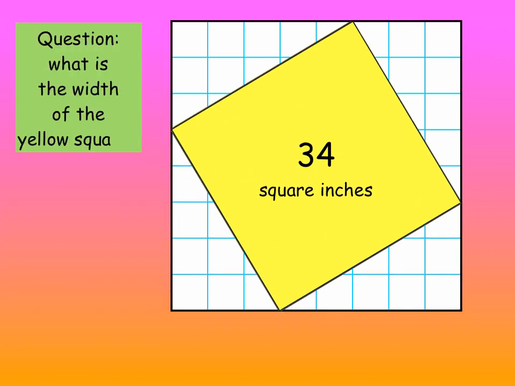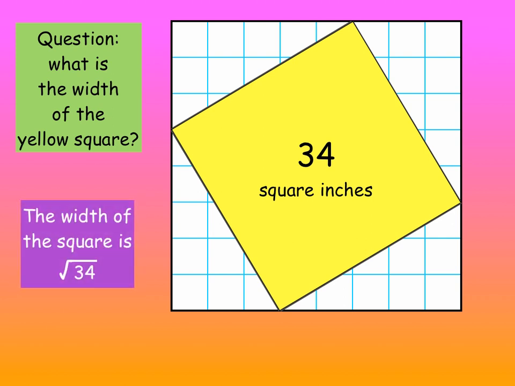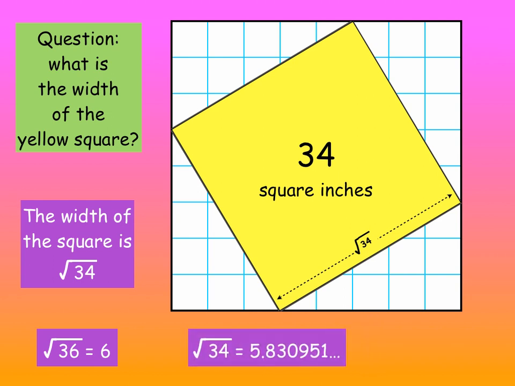What is the width of this yellow square? Well, it must be the square root of 34. Well, let's see. We know the square root of 36, that's 6. Square root of 34 is a little less than 6. It's about 5.83095. Well, actually, why don't we just round that and say the square root of 34 is approximately 5.8, 5 8/10 inches.